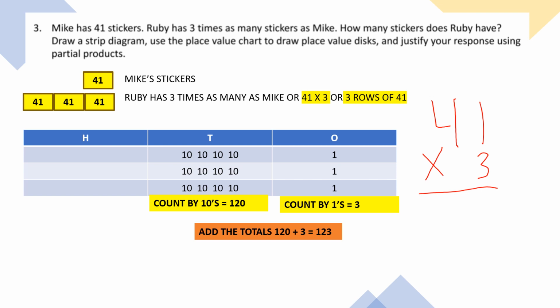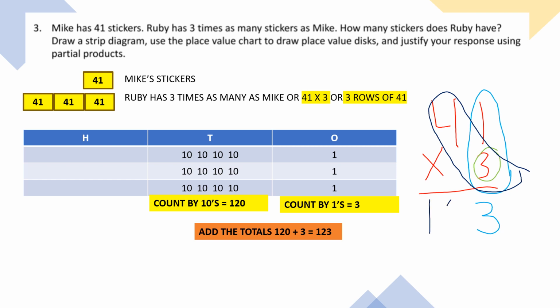And then you multiply this digit times each of the numbers at the top. So first we will be multiplying 3 times 1. And 3 times 1 is 3. Then we would multiply 3 times 4. And 3 times 4 is 12. So our answer is 123.